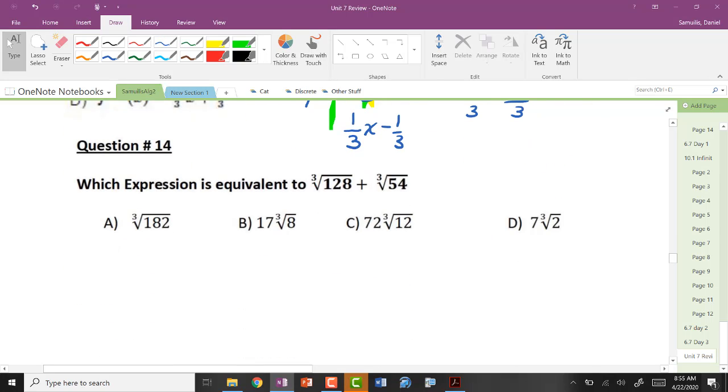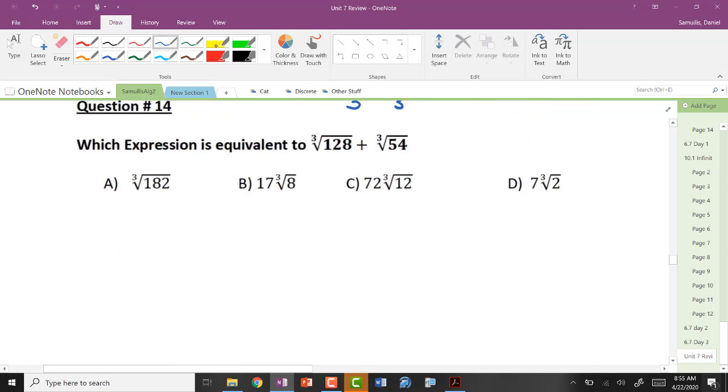All right, which one's equivalent? So it is the third root. Third root. So we need to break that down. So the 128, 2 goes into that. Let me see, I'm dividing it by 2 several times. So 2 goes into that 7 times. Okay. So the prime factorization of 128 is 2 to the 7th. The prime factorization of 54 is 3 to the 3rd times 2.